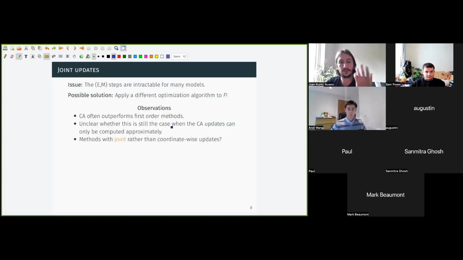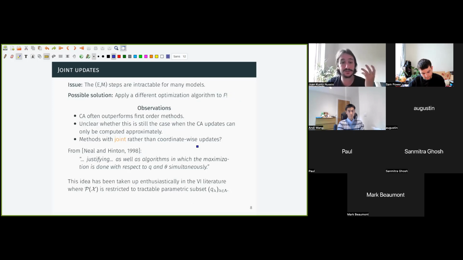Okay, so that begs the question: can we do something similar for the free energy? Can we apply a different optimization algorithm to it? In particular, maybe we should drop this coordinate-wise pretense. Now, this is also not a revolutionary new idea. Even in that paper by Neal and Hinton from around 20 odd years ago, they mention in passing that the perspective they expound there would justify algorithms in which you would maximize both Q and theta simultaneously. You would update those together.